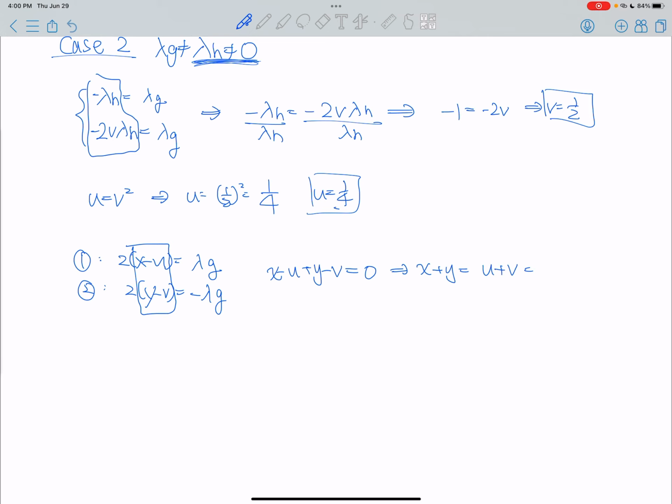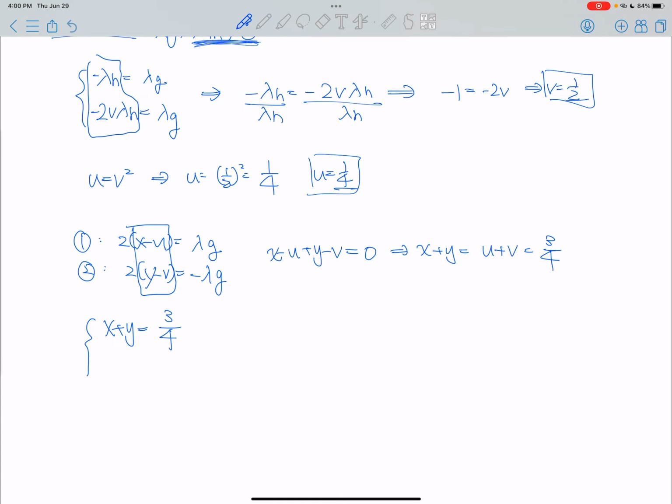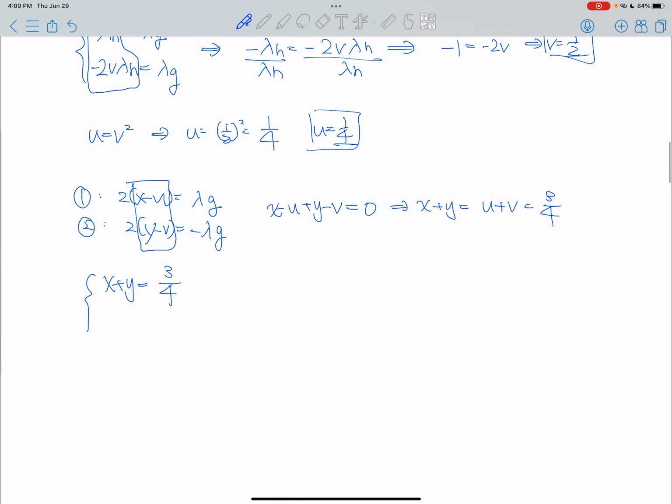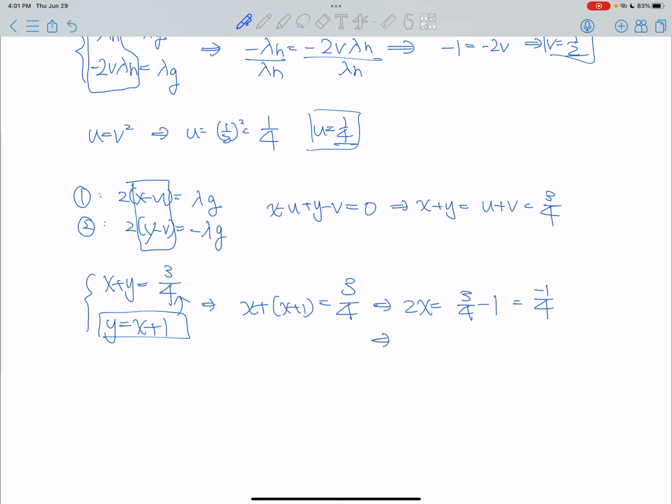So x plus y equals u plus v, which is a quarter plus a half, which is 3/4. So we have x plus y should be equal to 3/4, and also the last constraint, equation 5, we have y equals x plus 1. So now 2 equations and 2 unknowns, we can solve for x and y. Plugging the second one into the first one, we get x plus 1 equals 3/4. So 2x equals 3/4 minus 1, which is negative 1/4. So x equals negative 1/8.